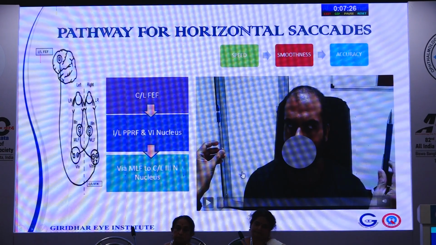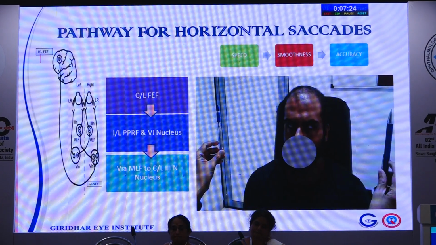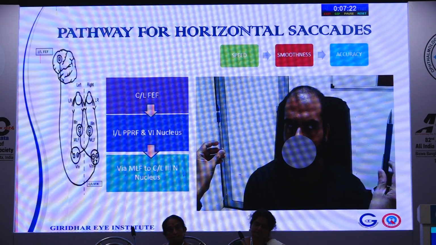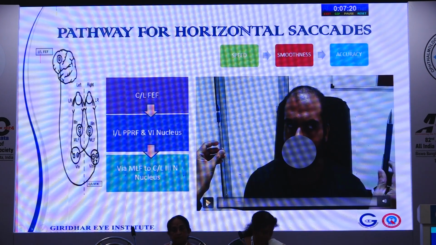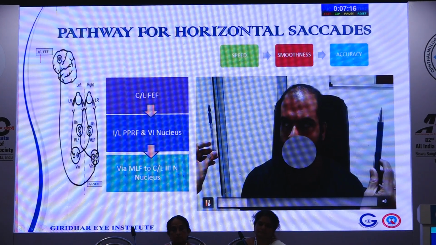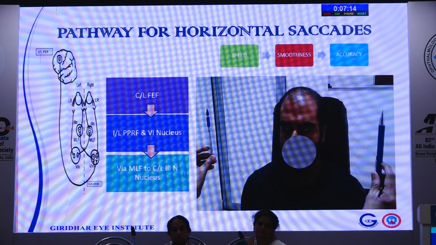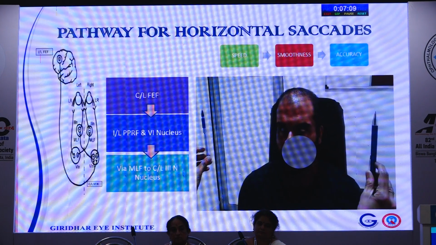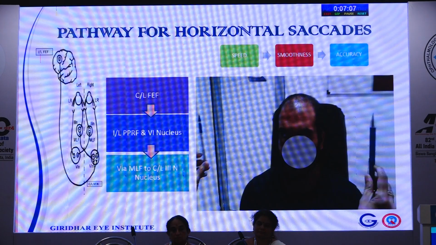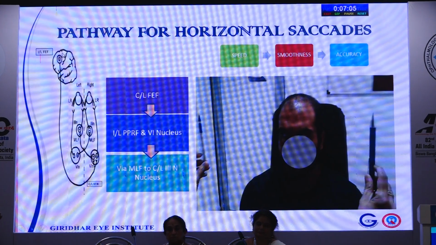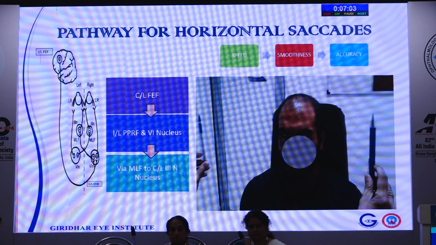So I'm going to talk about saccades and pursuits. To understand what a saccade is, this is a horizontal saccade which is generated. They're fast eye movements in which you are asked to quickly move your fixation from one object to another across the horizontal eye field. So where does the command come from? It comes from the contralateral frontal eye field. Suppose you want to look to the left. The command comes from the right frontal eye field.